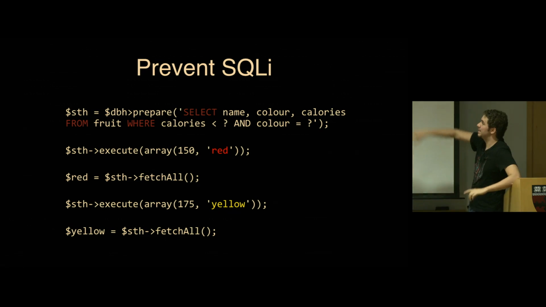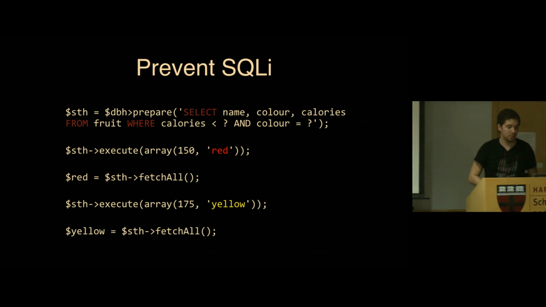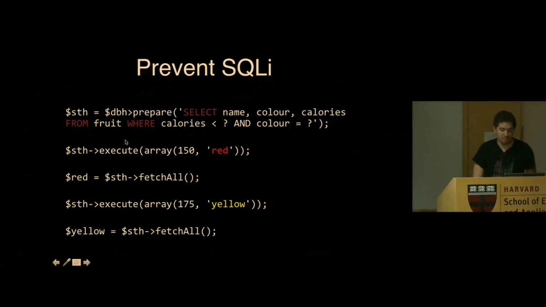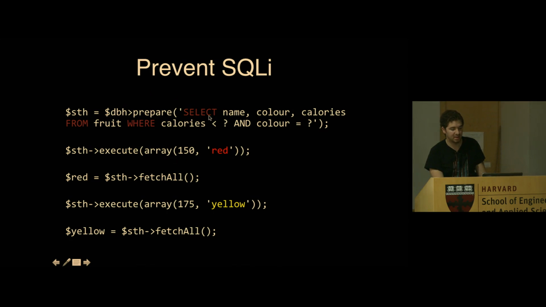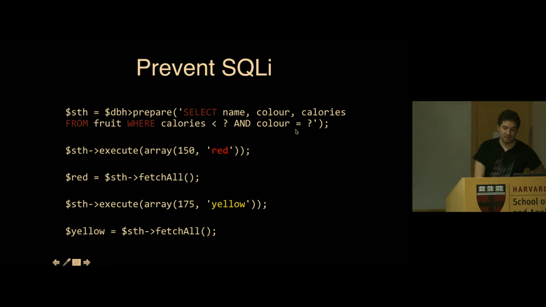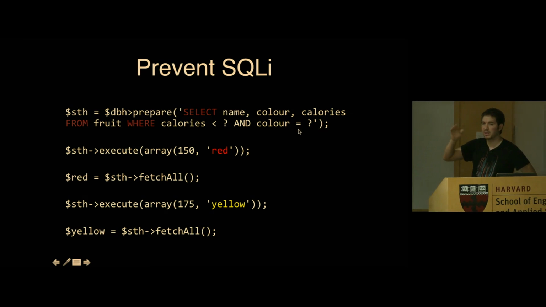Okay, so the idea is that you prepare the SQL in a certain way, whereas you match the user input with a certain string. So the way this works is you prepare the database. You select name, color, and calories from a database called fruit. And then where calories is less than, and we put a question mark there saying we're going to input something in a second. And color equals, and we put a question mark saying we're going to input something in a second as well. Okay?